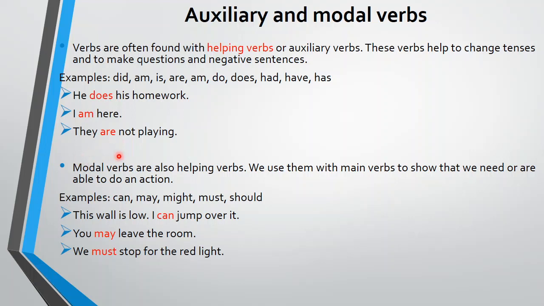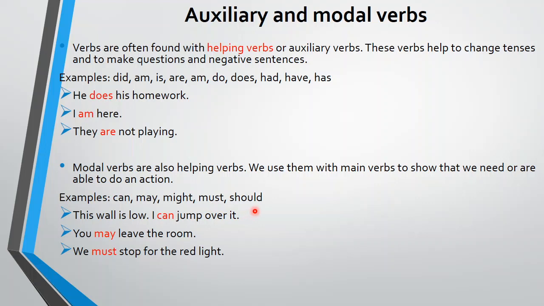Now let us move on to modal verbs. Modal verbs are also helping verbs. But these ones, we use them with the main verbs to show that we need or are able to do an action. So with modal verbs, we use them to show that we are able to do something or to show that we need to do something. Let us look at the examples of modal verbs. Can, may, might, must, should.